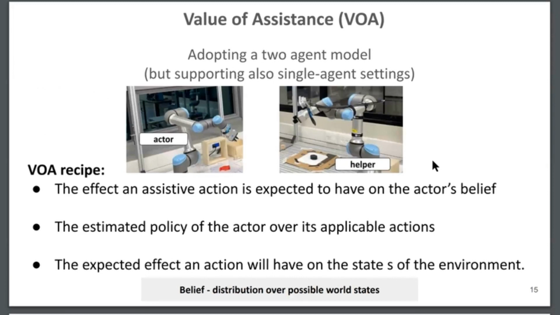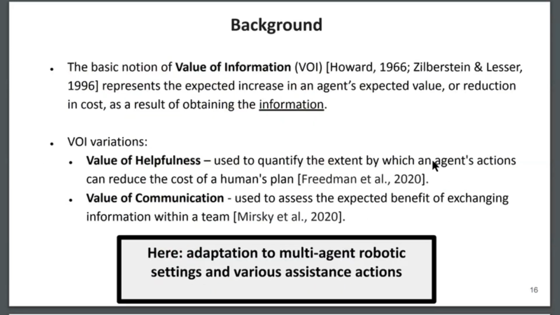But the point is that we have this recipe for formulating this value of assistance setting that depends on the effect an assistive action is expected to have, the estimated policy of the actor based on the information, and the expected effect that this will have on the state of the environment.